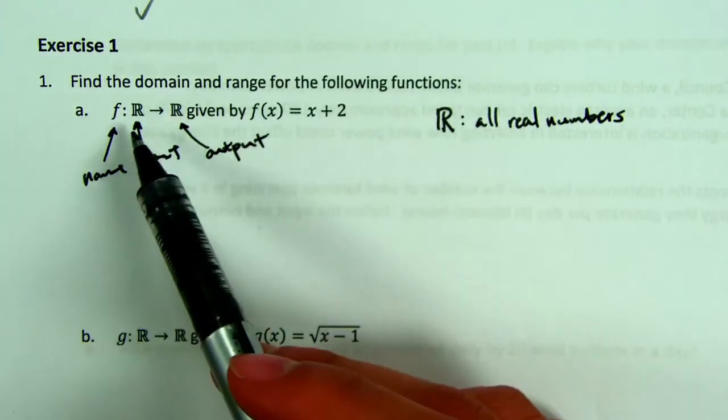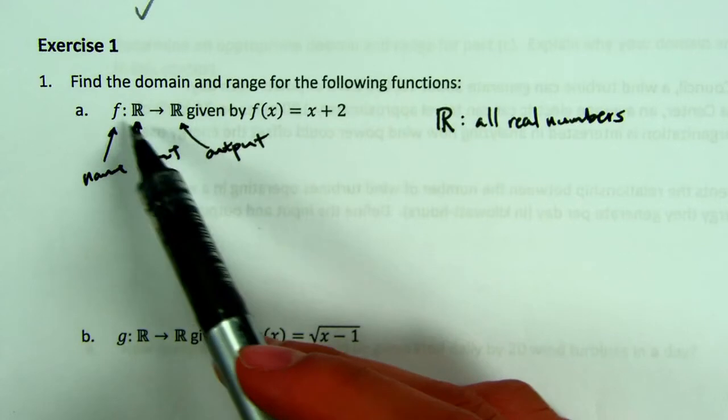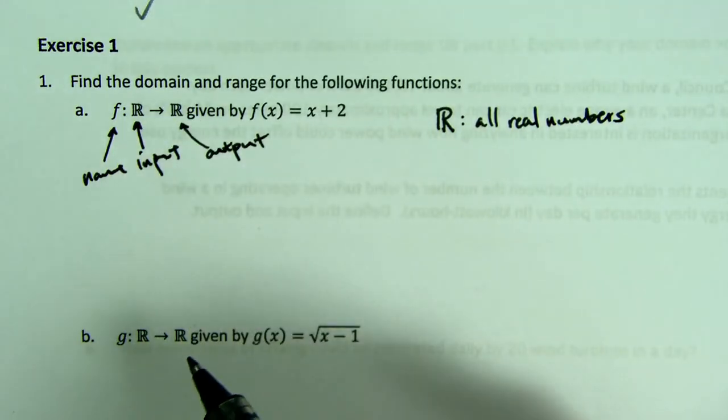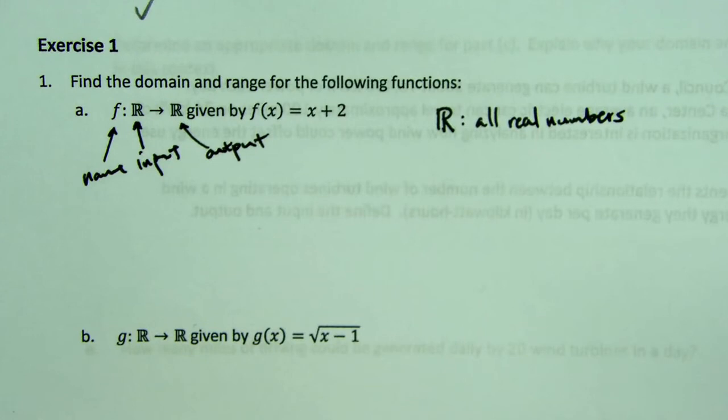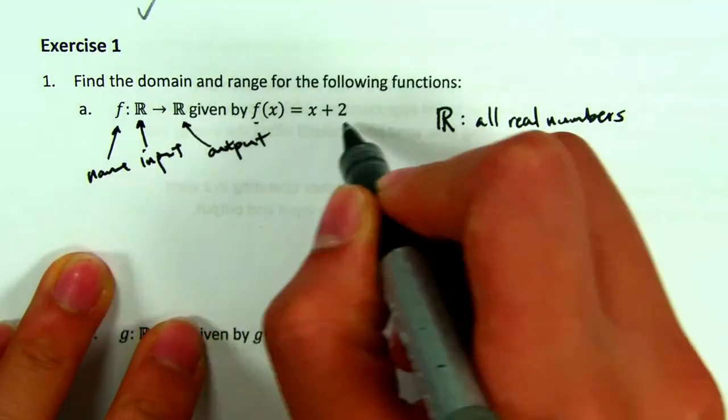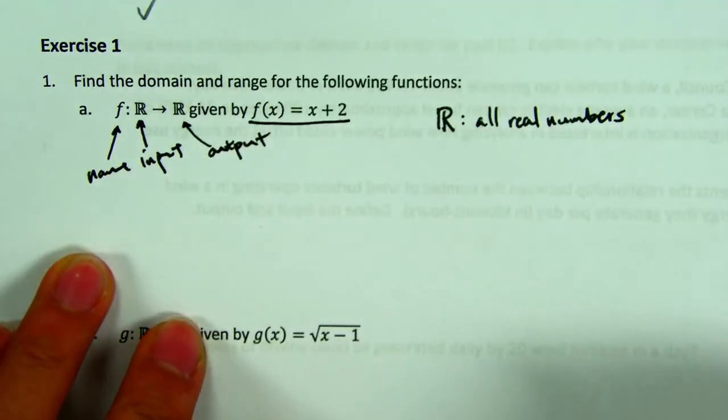So this means that the set of input numbers that we can use is all real numbers, the set of output is all real numbers. So this is what we're going to use to guide our thinking about domain and range. So this is like the starting point. So function name, input, and output. Okay, and the rule of our function is f of x is equal to x plus 2.